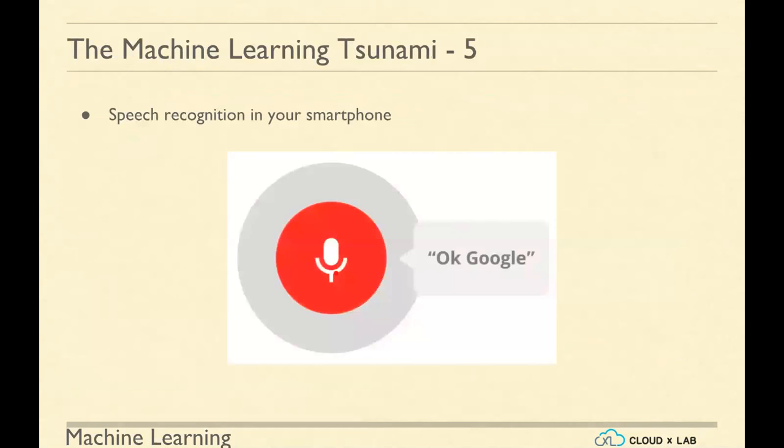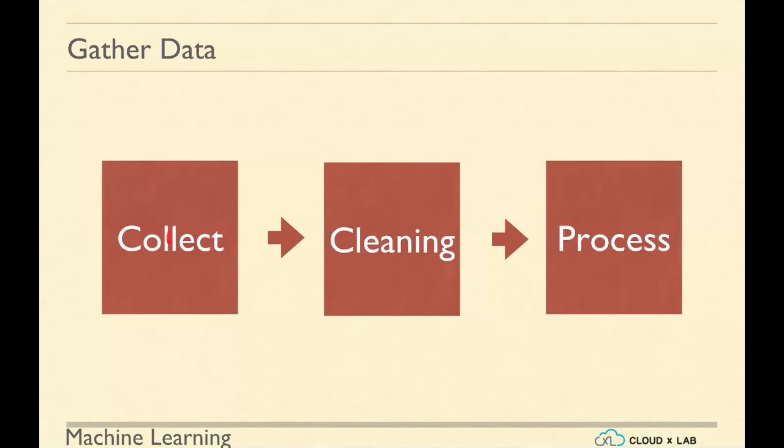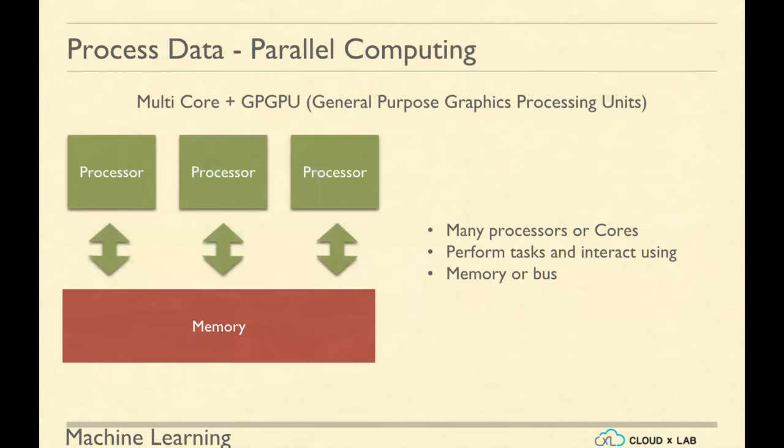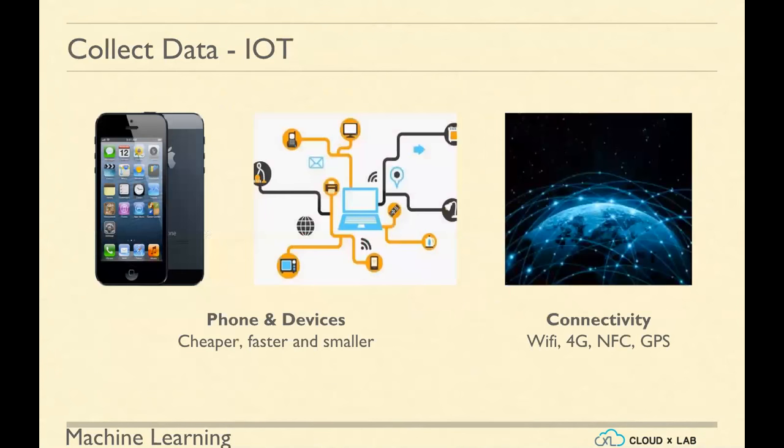Let me go back to what I'm talking about. We talked about collect, clean, and process. Cleaning and processing is, in simple words, processing only, and it's basically done either using GPU or distributed. When you have humongous data, we need various devices and great connectivity.